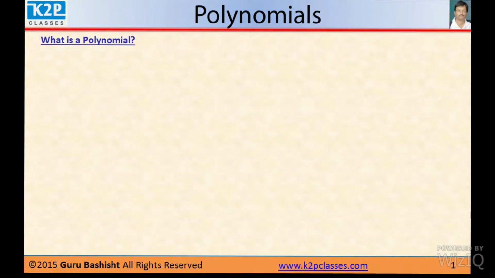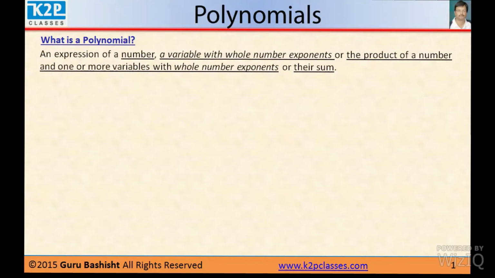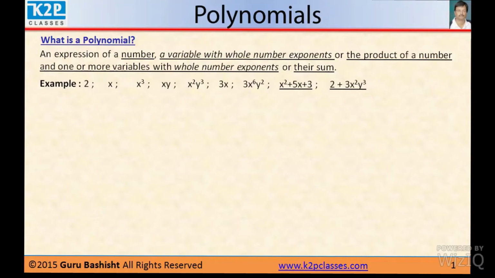Now, the question is, what is a polynomial? An expression of a number, a variable with whole number exponents, or the product of a number and one or more variables with whole number exponents, or their sum is called a polynomial. Examples.